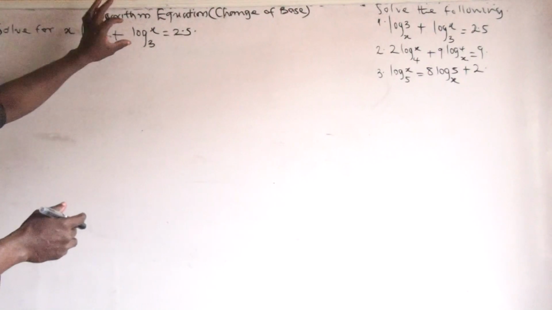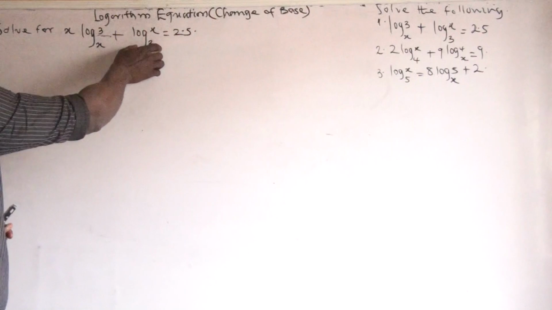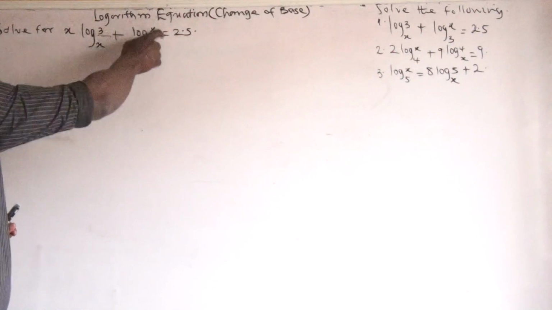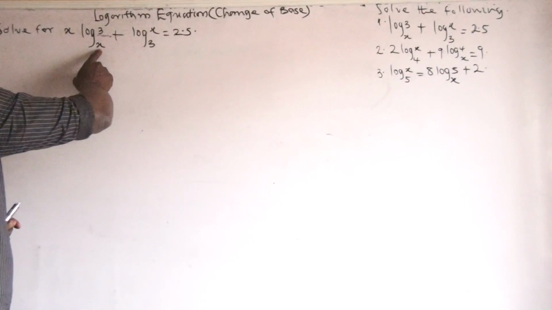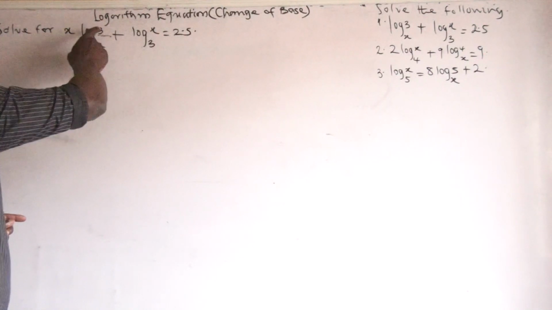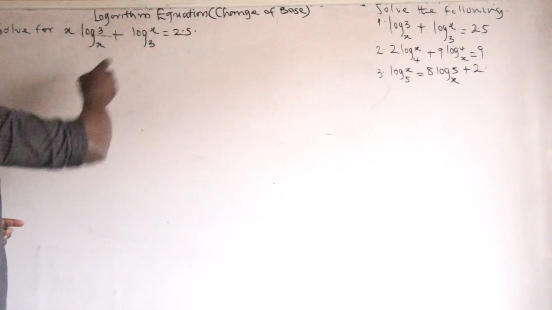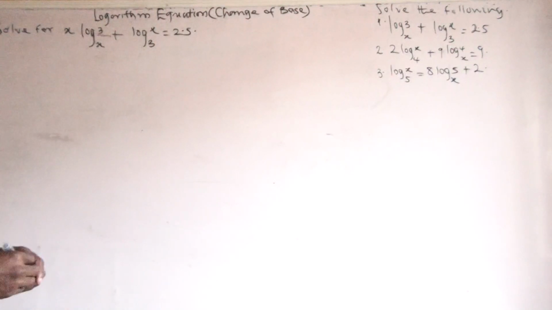But what we need to do in a question like this is ensure that one of the bases is transformed, so that log 3 to base x is made into log x to base 3. And how do we do that?